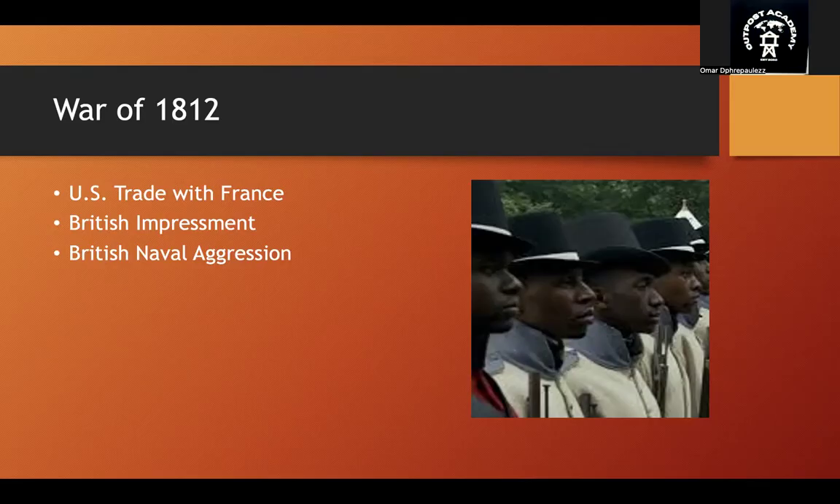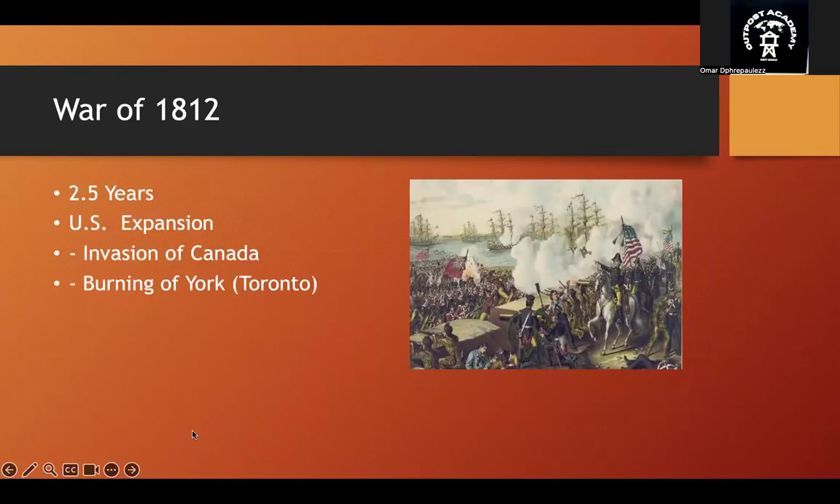Again, this is because they are engaging in trade with the French. As well as taking the ships and their cargo, they also take the men. They took approximately 6,000 United States citizens and basically forced them into the British Navy. The British Navy had a real difficult time getting people to join, and they engaged in all sorts of nefarious tactics to get people to join. This was one of them. It was called impressment. The United States over and over again protests this type of behavior. Also, the United States cites British naval aggression, opening fire on American ships in particular. So this war lasts about 2.5 years.